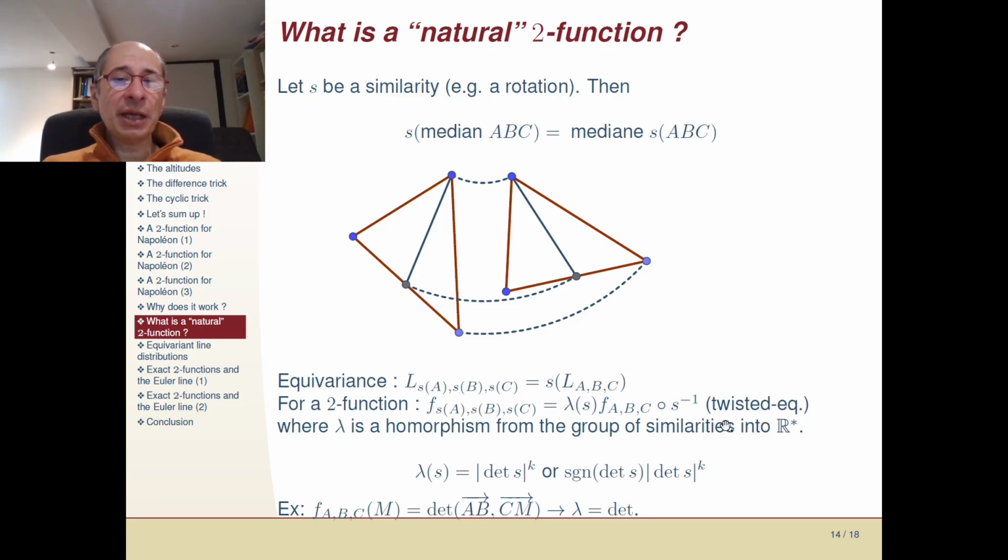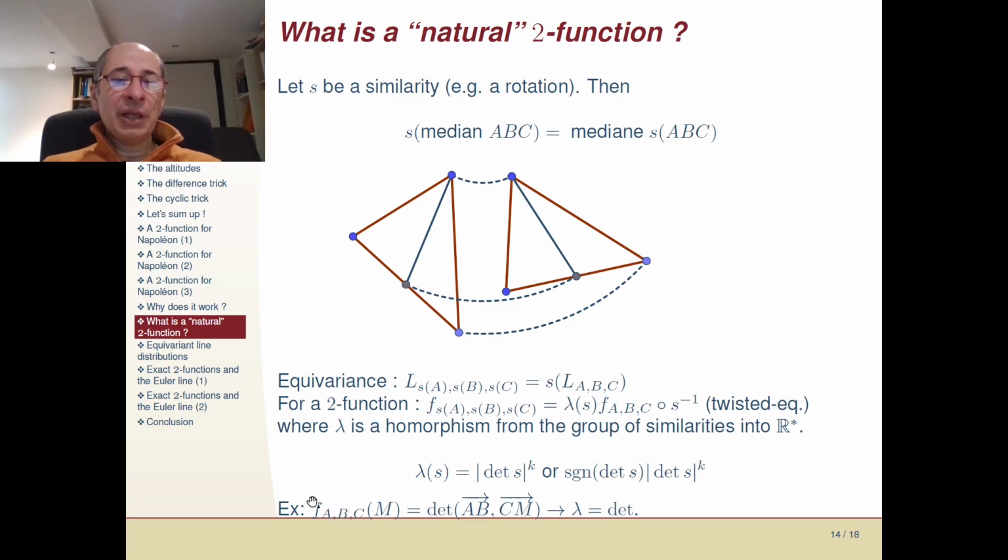It turns out that we can easily classify the homomorphisms from the group of similarities into the real numbers, and these homomorphisms are just either the modulus of the determinant to some power, or the same thing multiplied by the sign of the determinant.